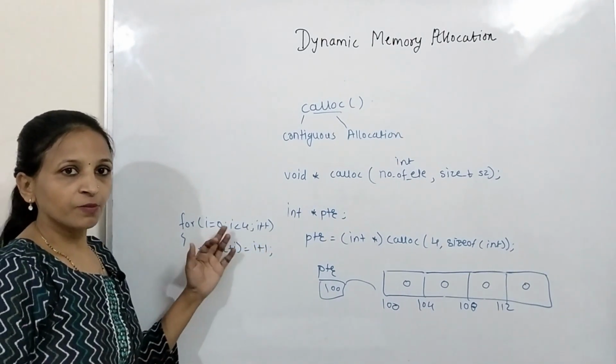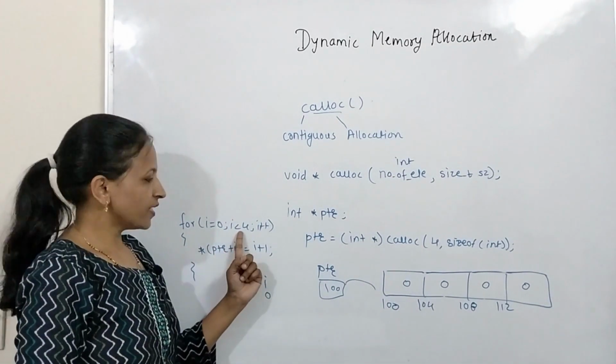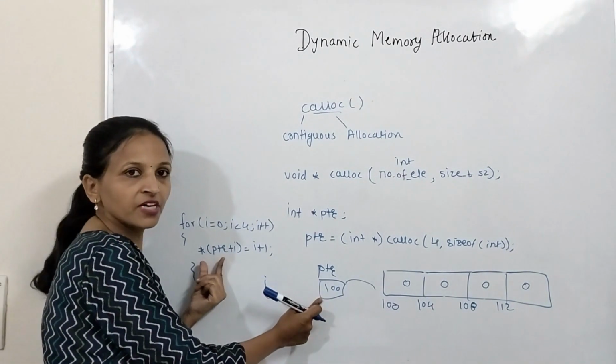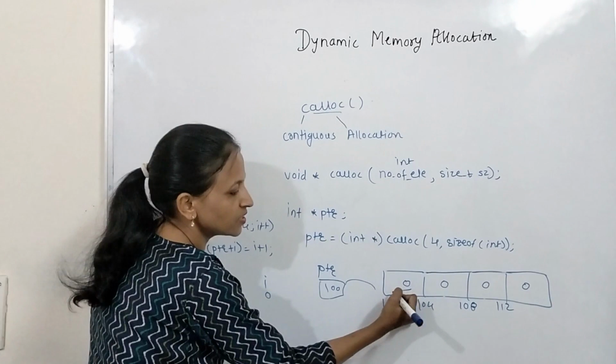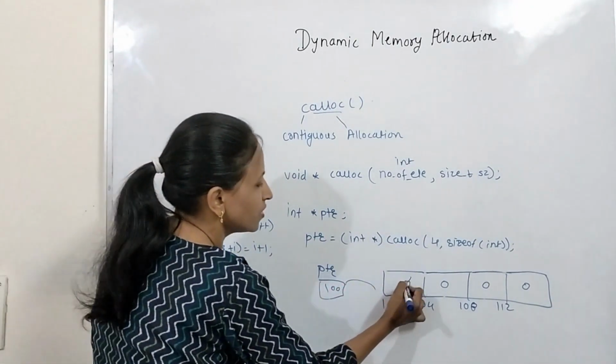What will happen because of this statement? Initially i is 0, less than 4, yes it is true, control will come here. Star of ptr plus i: ptr is having 100, so star of 100 plus i, this one equals i plus 1. i is 0, so it will store the value 1 here.